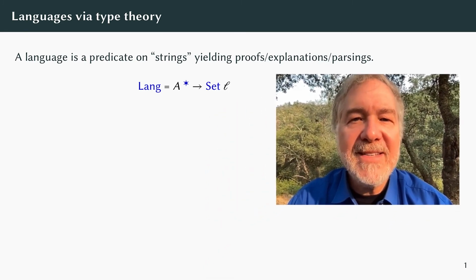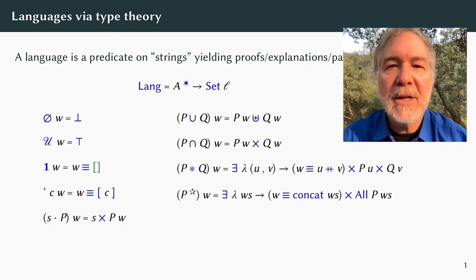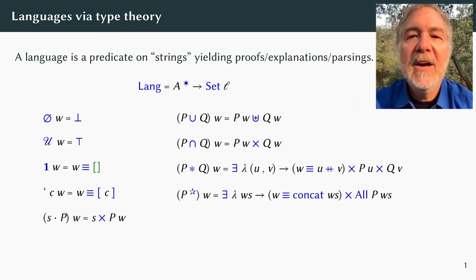With this simple idea, we can easily define the usual building blocks of languages. For instance, a string is in the union of P and Q when it is in P or in Q. So memberships are subtypes corresponding to logical disjunction. Likewise, membership proofs for language intersections are product types corresponding to logical conjunction. As a more interesting example, a string W is in the concatenation of languages P and Q exactly when there are strings in P and Q that concatenate to W.